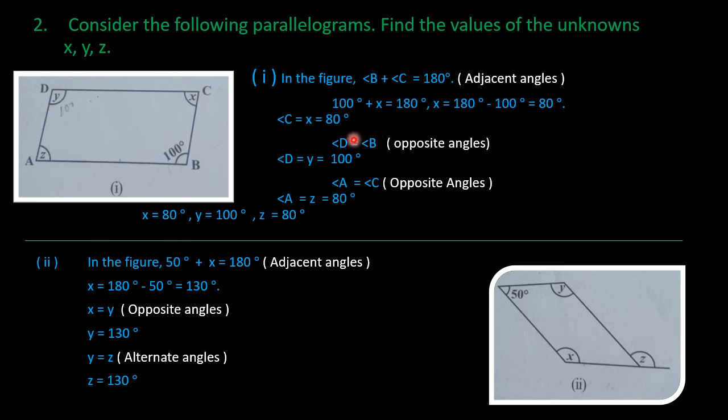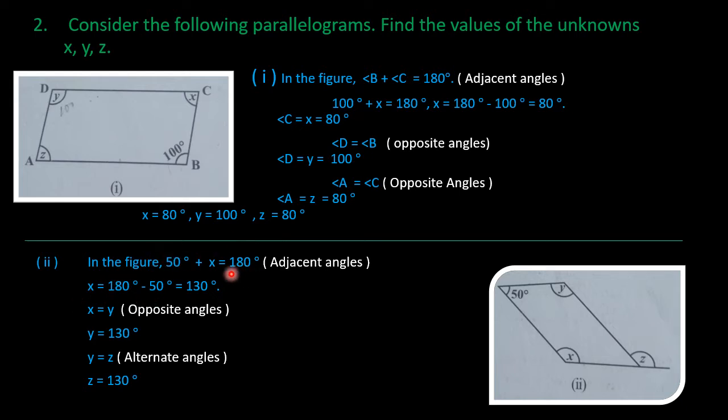Now, children, angle D is equal to angle B because they are the opposite angles of a parallelogram. And angle B is equal to 100 degree. So, angle D is also 100 degree. And it is y. Now, we have to find z. Here, angle A and angle C are opposite angles. So, see, we have already got 80 degree. So, angle A is also 80 degree. So, it is given as z. So, z equal to 80. So, our x is equal to 80 degree, y is equal to 100 degree and z is equal to 80 degree. Okay. Now, second figure.